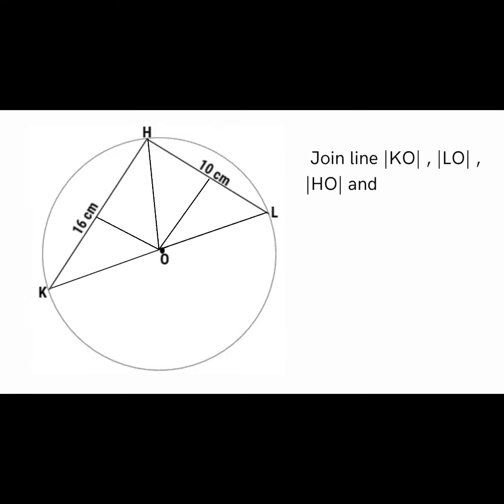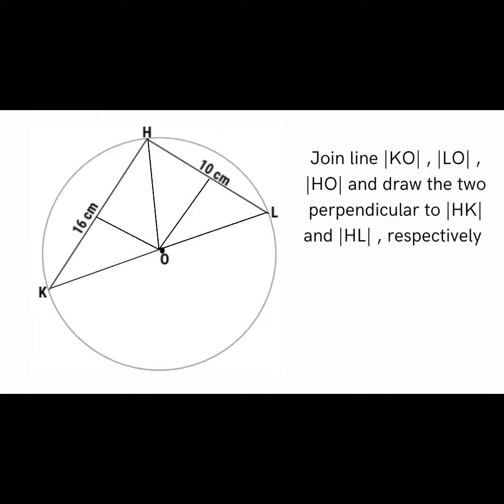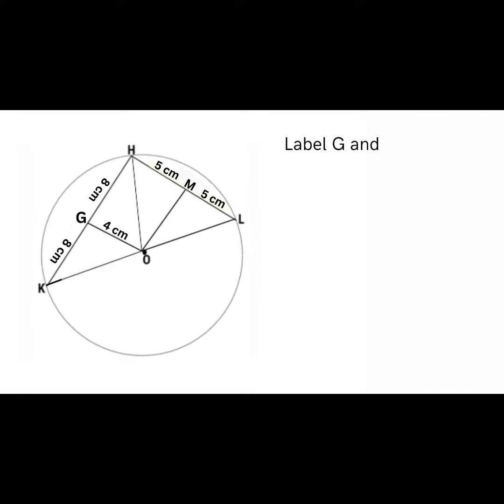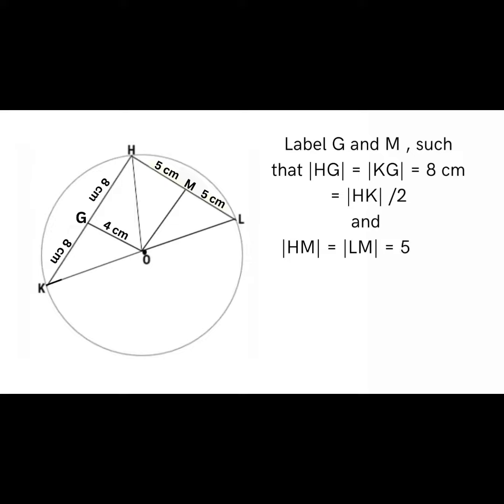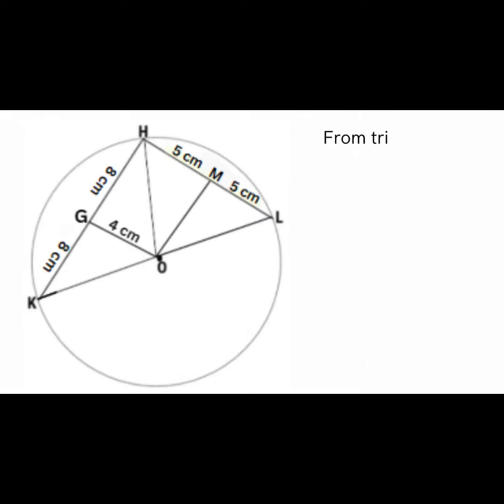Join line KO, LO, HO and draw the two perpendicular lines from O to HK and HL, respectively. KO equals LO equals HO equals radius r of the circle. Label G and M such that HG equals KG equals 8 cm equals HK divided by 2, and HM equals LM equals 5 cm equals HL divided by 2.